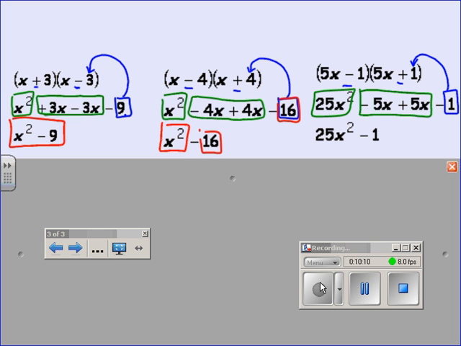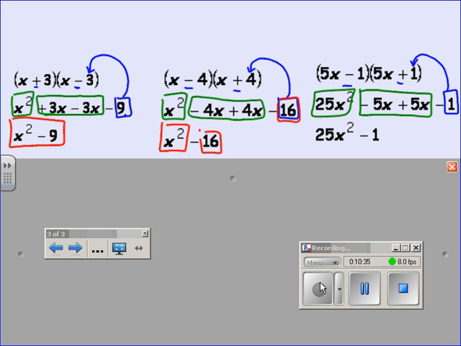When you are multiplying two binomials together where the only difference between them is the plus and the minus, and the terms inside of the parentheses are the same, then you are simply going to square that first term, square that last term, and then put a minus sign in between. And the reason that we can do this is because those middle terms will eventually cancel out when we FOIL those out.